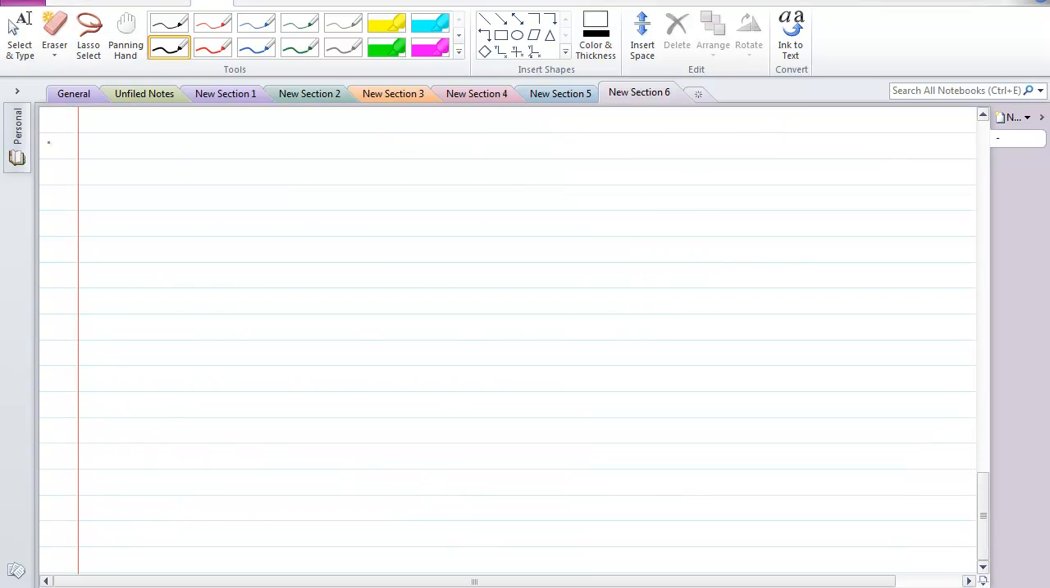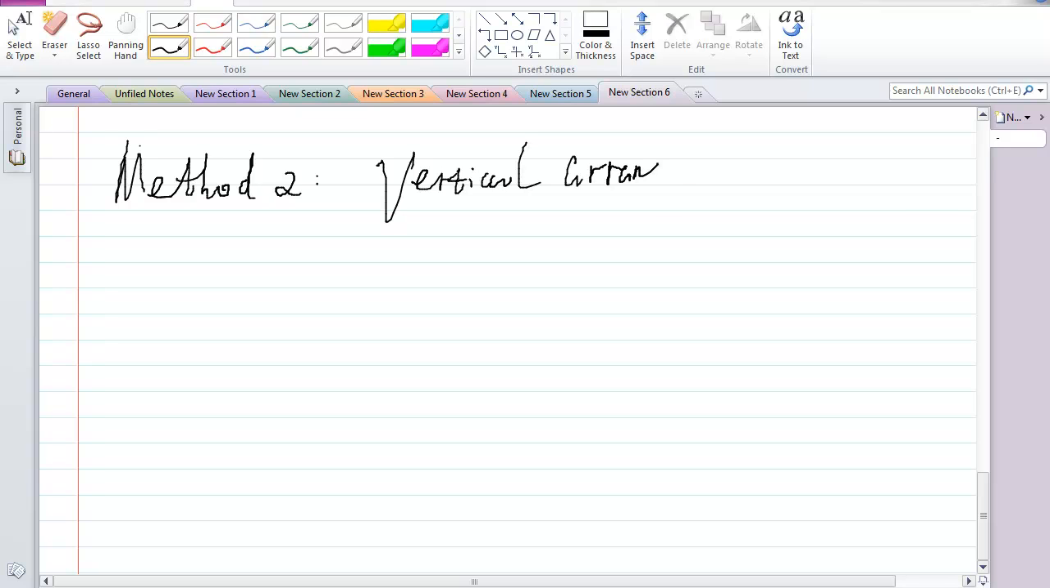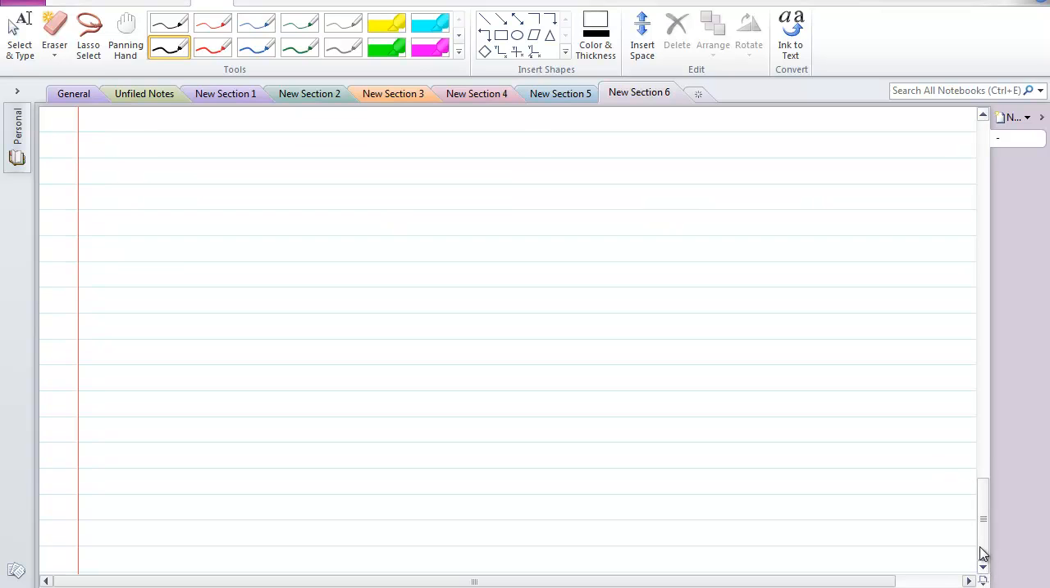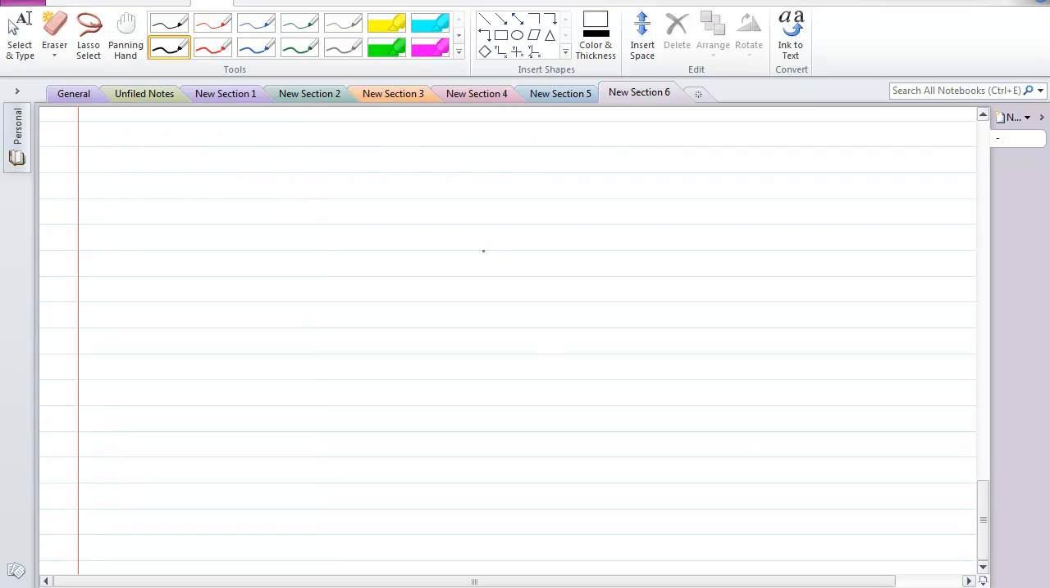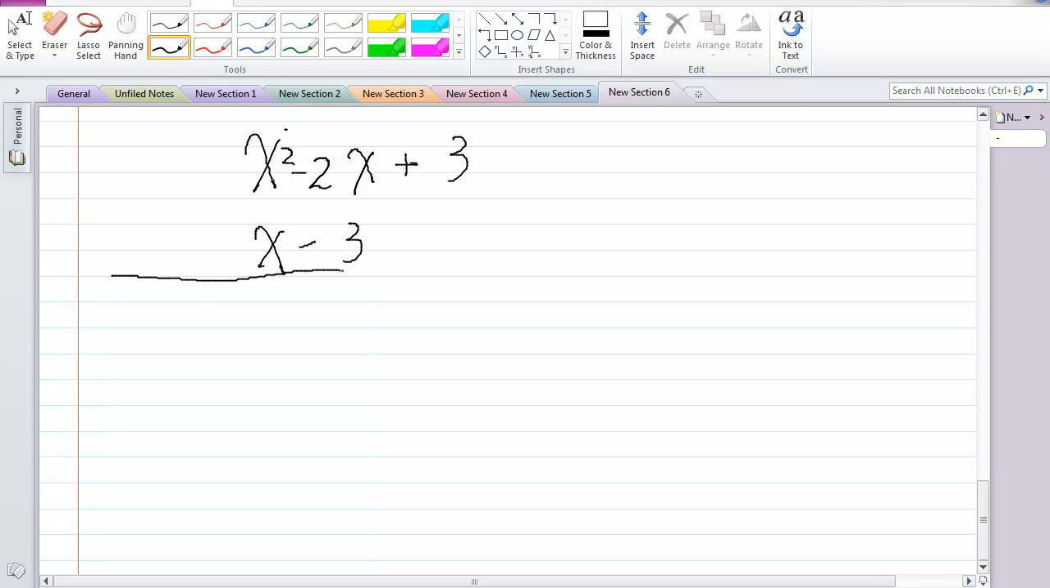And also we can calculate this multiplication by the second method, which is called vertical arrangement. Now we will write the first polynomial here, x squared minus 2x plus 3, times x minus 3. Then we'll draw a line here.